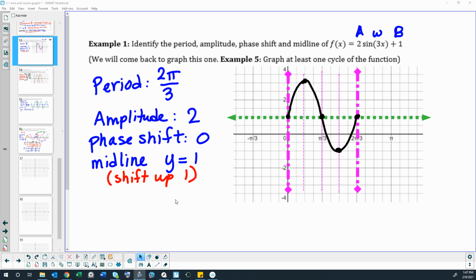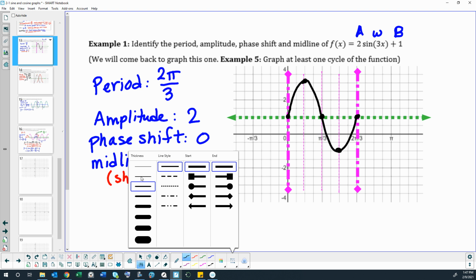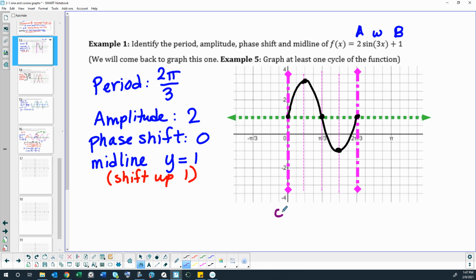So these pink lines here are my quarter marks. Let's talk about that. Oh, the smaller line here. So these are quarter marks. And what that means is we're putting a point at every quarter of the period of this graph. So we found the period by taking 2 pi over omega, which we talked about, right? So 2 pi over 3, because omega is 3. So that means that this quarter mark is at 2 pi thirds.